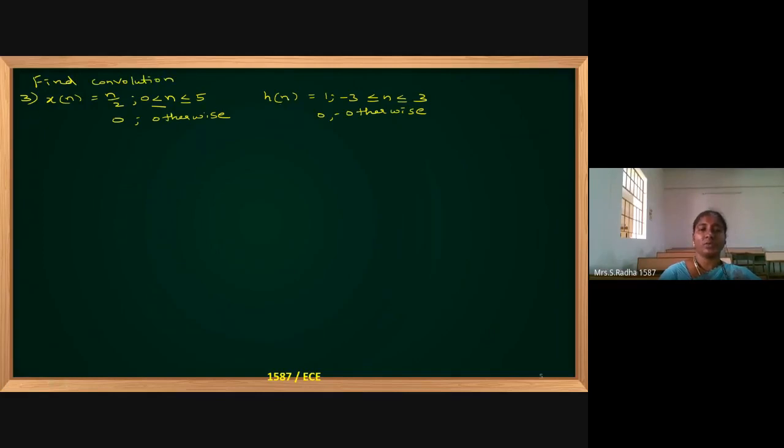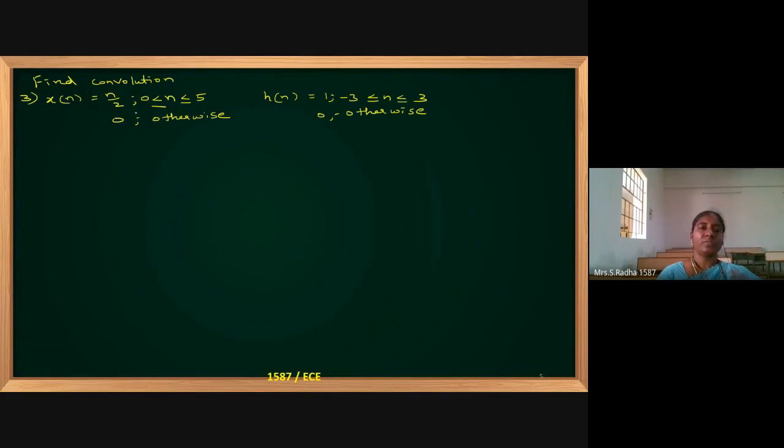Equations are given. First one we have seen the tabular method, where elements are directly given. Second one we have seen infinite series, how to do convolution using the tabular method. Now this is the third one, equations are given, how to do the convolution. So it is better to have a diagrammatic representation to understand and to do it very clearly.